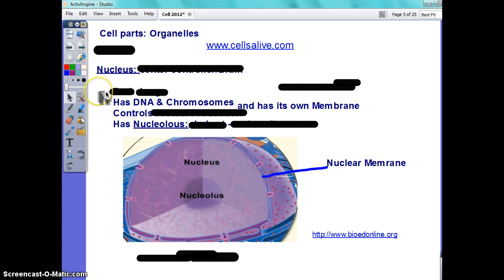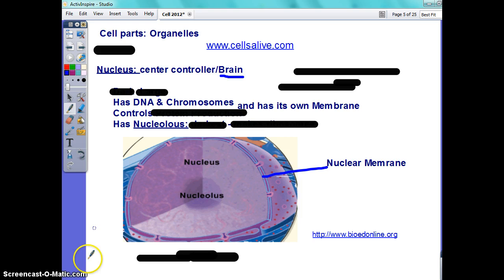All right, what's the function of a nucleus? You told me what a nucleus has, but you haven't really told me what its function is. It controls the cell. Controls the cell. We call it the brain of the cell, just like you have a brain and it controls everything you do. The nucleus controls everything.